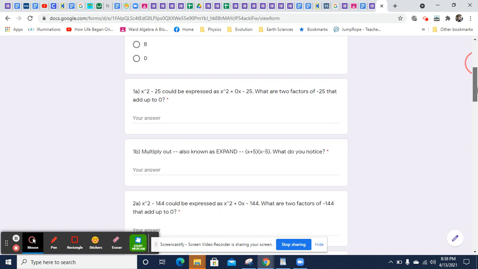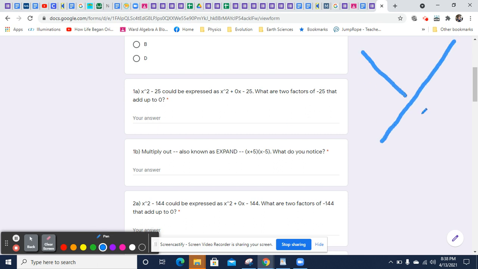And here we go. So x squared minus 25 could be expressed as x squared plus 0x minus 25. So what are two factors of negative 25 that add up to 0? Well, a useful tool is to make one of these. Make a little x like this. Okay, and we'll put a dot for multiplication, and we'll say negative 25 because we're looking for two things that multiply to get a product of negative 25, but we're going to put a plus down here because we're also looking for a sum of 0 from those two things. So we want to think about two factors of negative 25.